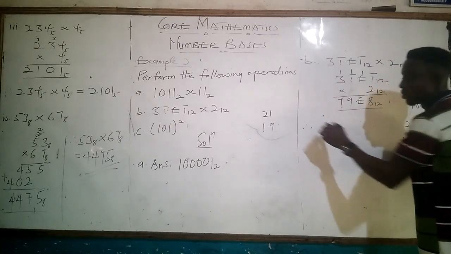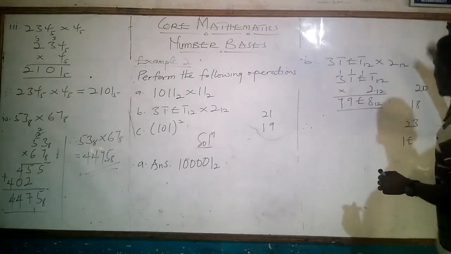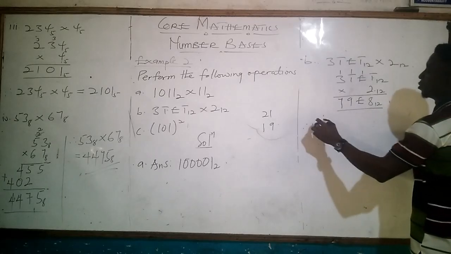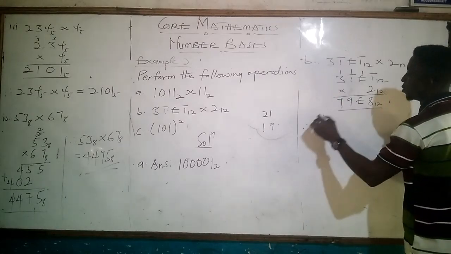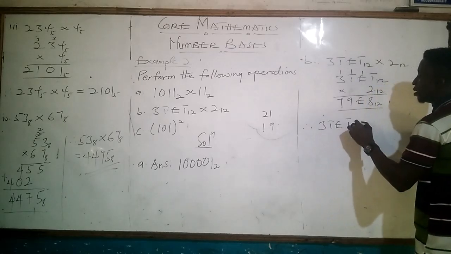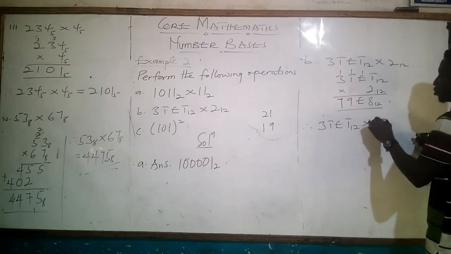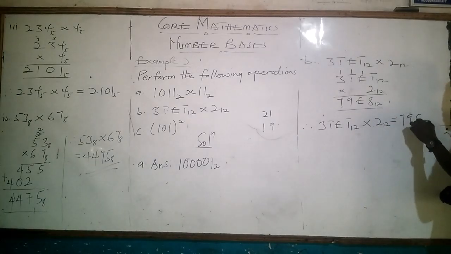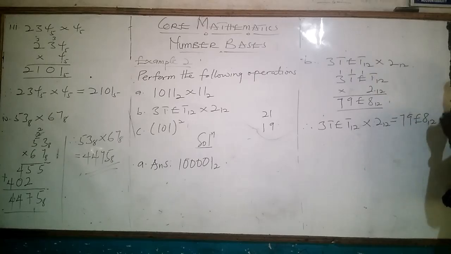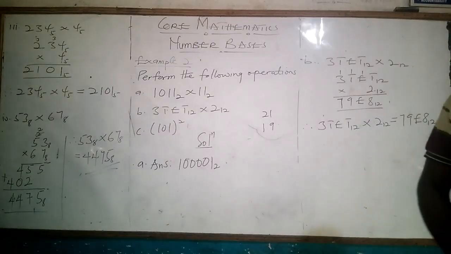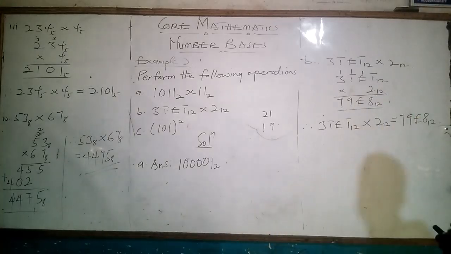So we see therefore that 3 base 12 times 2 base 12 is equal to 7, 9, 8 base 12. So are we getting that? That is the answer we are going to get. Okay. Then the last example I said I'm going to solve with you is what?